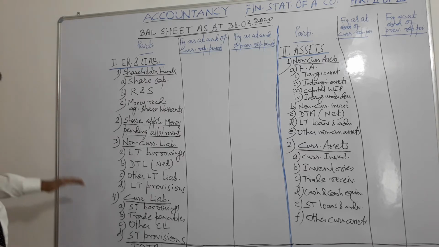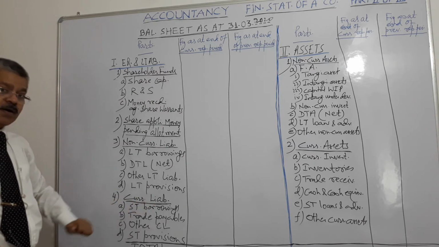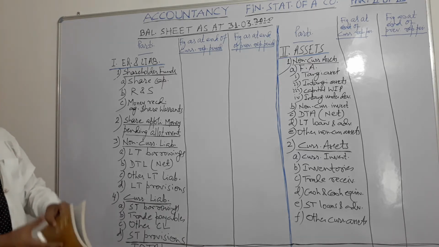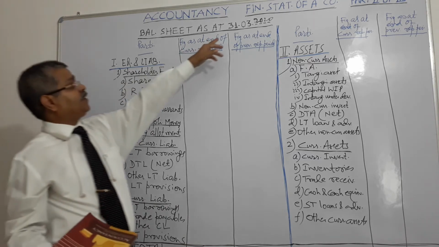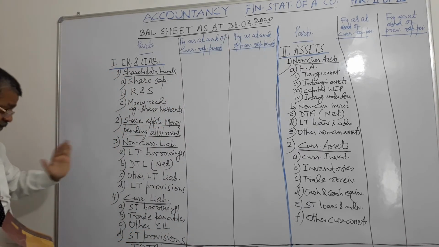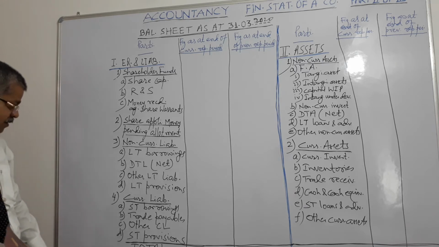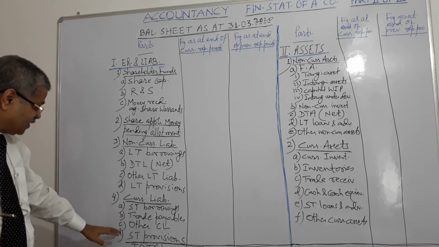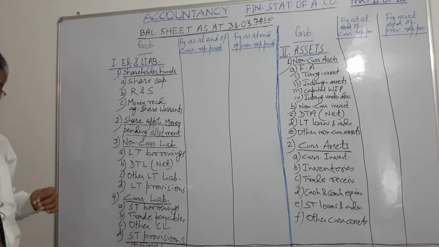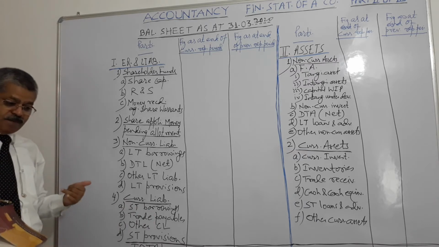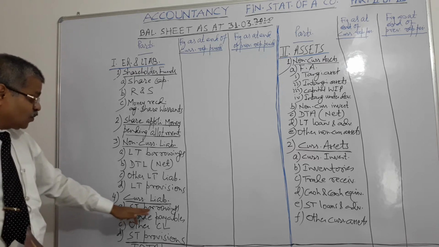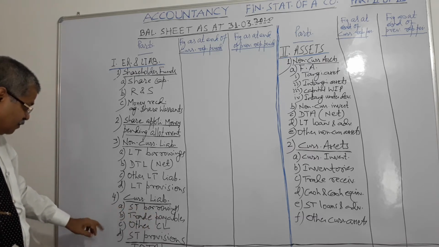31/3/2020. Then we have the fourth major head, current liabilities. Those liabilities which need to be paid within a period of 12 months from 31/3/2020, from the balance sheet date, right? So four major things come there. Short-term borrowings. Suppose working capital, right? A company has availed working capital finance. So that is called short-term borrowing.